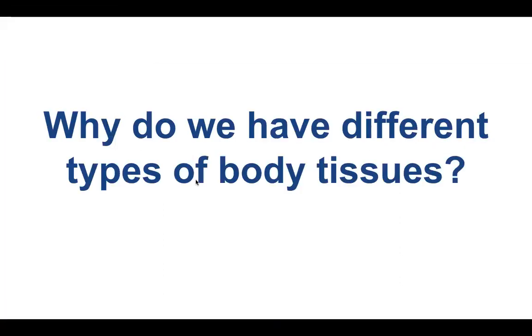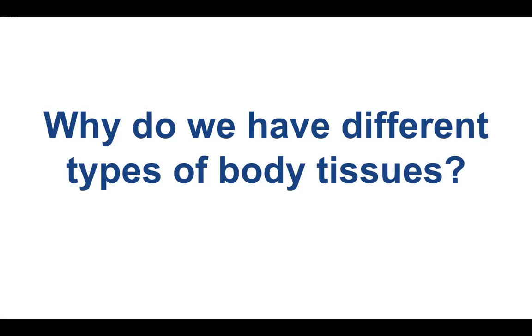Now, let's have this question before we start our main discussion. Why do we have different types of body tissues? This is quite a fundamental question in anatomy and physiology and perhaps in histology. But the usual answer is because the different body tissues have different body functions, therefore they need to adapt to a certain function of an organ system, and that's why they have body tissues.